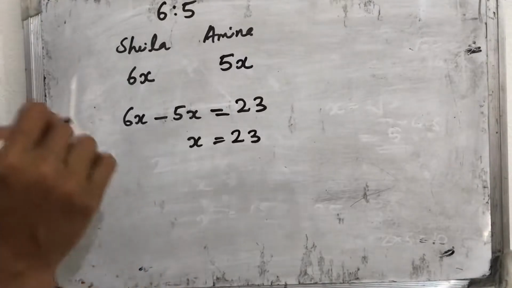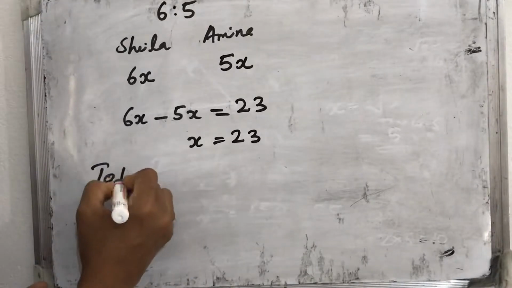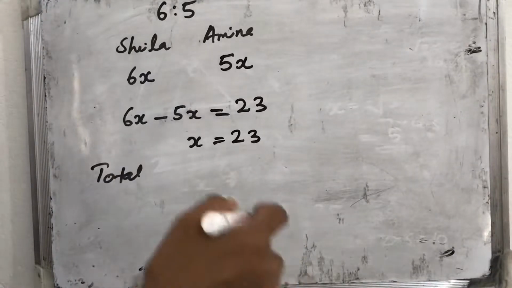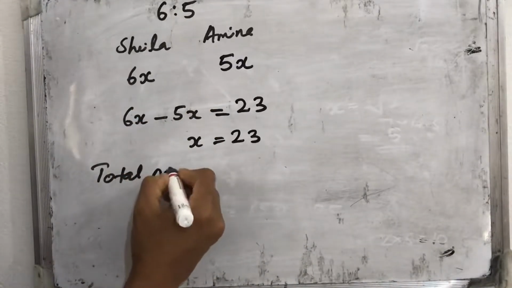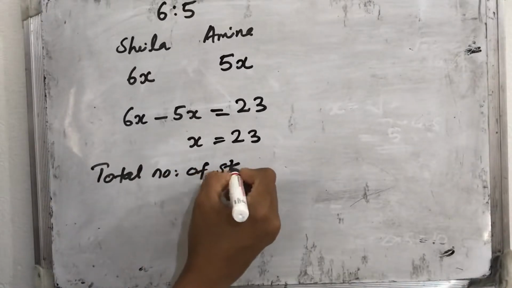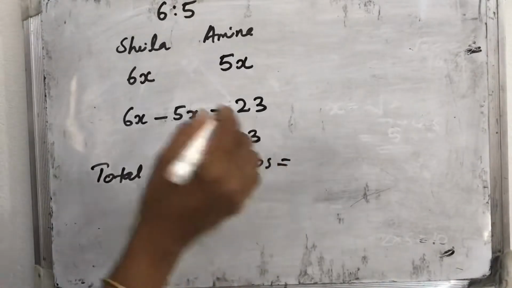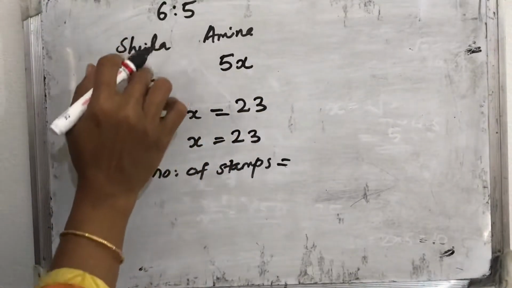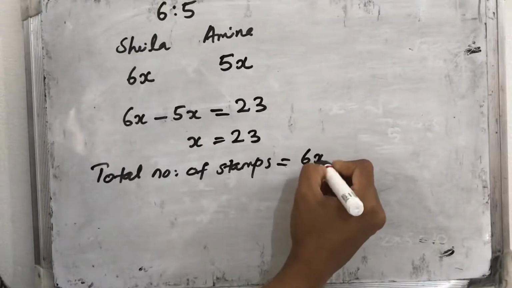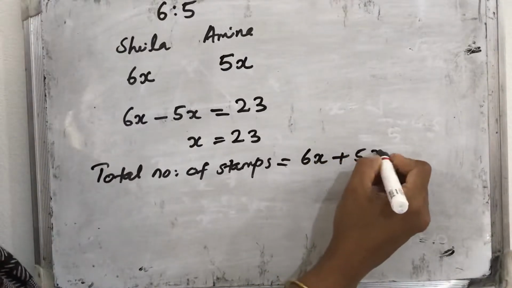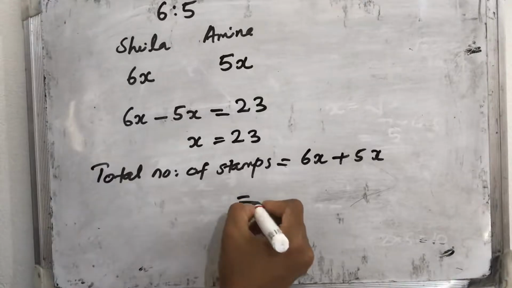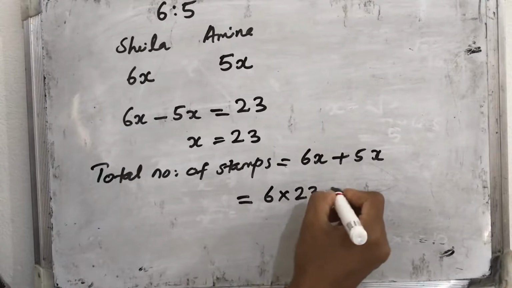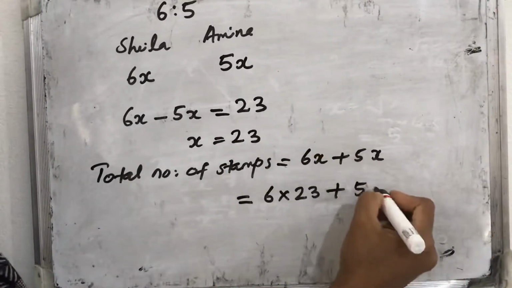Okay, therefore how can we find out the total number of stamps? Here it is asked to find the total number of stamps distributed by him. So the total number of stamps, we only want to add the share of both. Shayla got how much share? 6x, and Amina got 5x. So substitute the value of x as 23. So 6 into 23 plus 5 into 23.